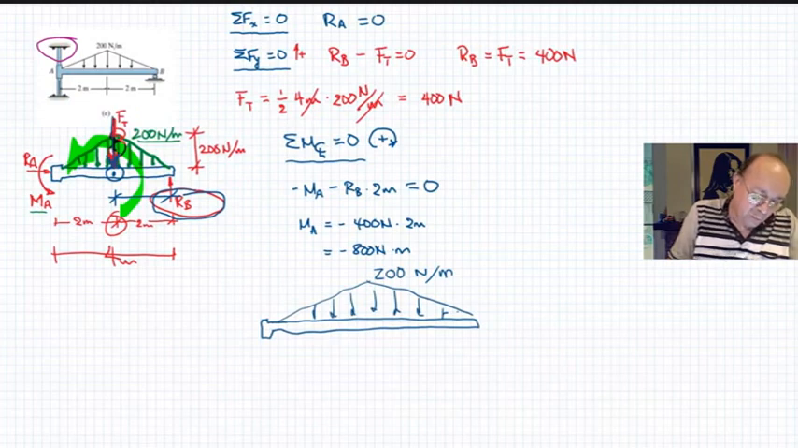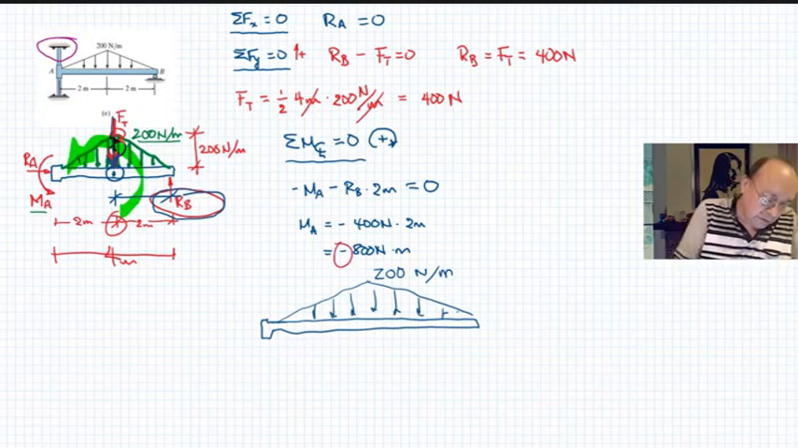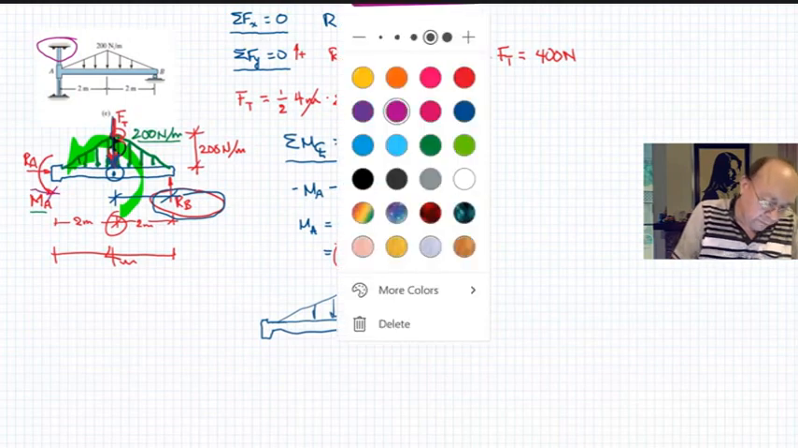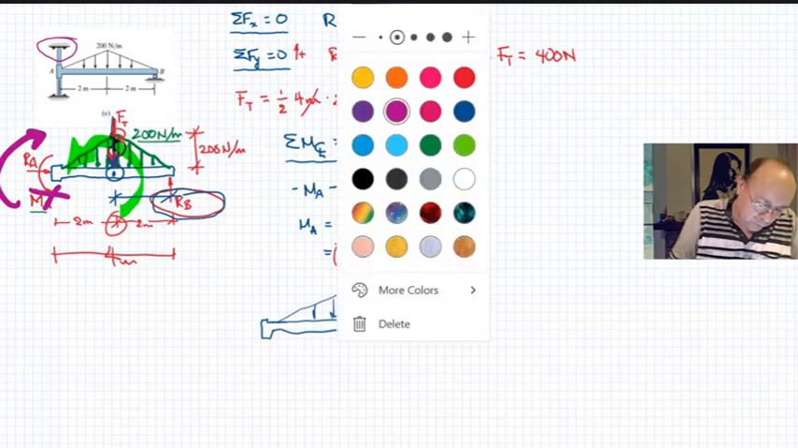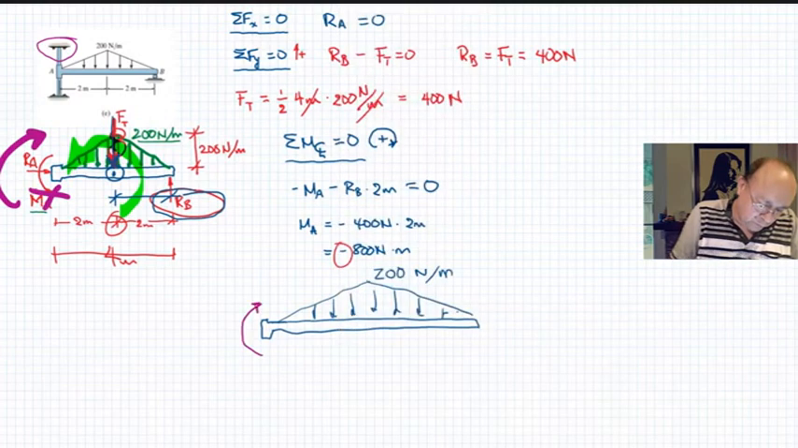Reaction at A, we found it to be negative here, so the assumption that we did was wrong, so this was not in this direction, so it was actually this way. So we have reaction at A, moment at A, 800 newtons meters.